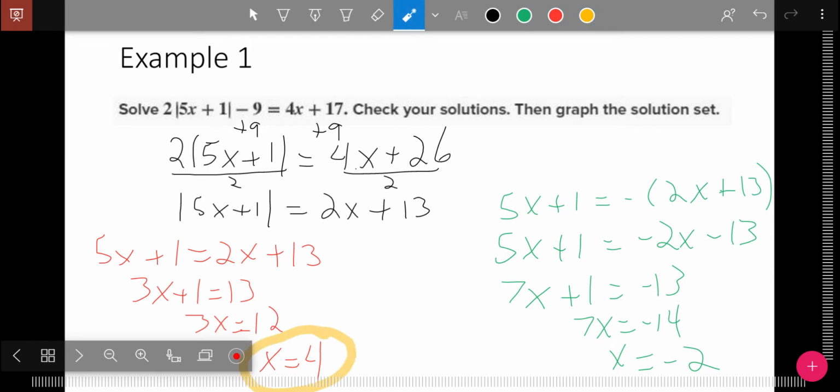Do the same thing with negative 2. 5 times negative 2 is negative 10. Plus 1 is negative 9. The absolute value of negative 9 is positive 9. 2 times 9 is 18. Minus 9 is 9. So this side is 9. 4 times negative 2 is negative 8. Plus 17 is 9. So 9 equals 9. That worked out. So this is an answer.